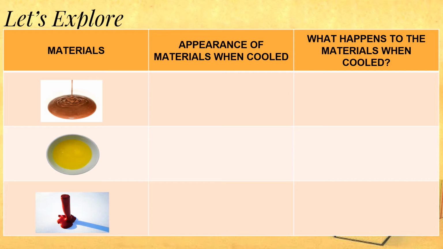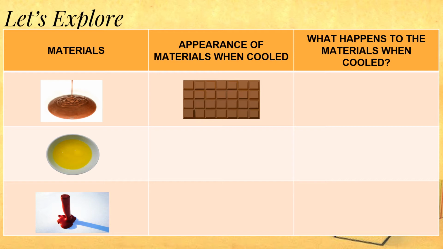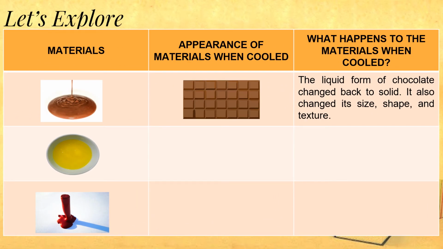So let's complete the table. So this is the appearance of a liquid chocolate when it is cooled. What happened to the liquid chocolate when it is cooled? The liquid form of chocolate changed back to solid. It also changed its size, shape, and texture.